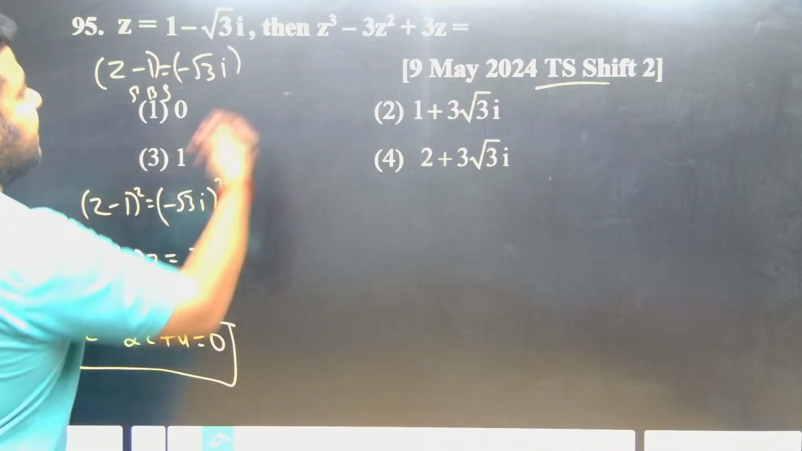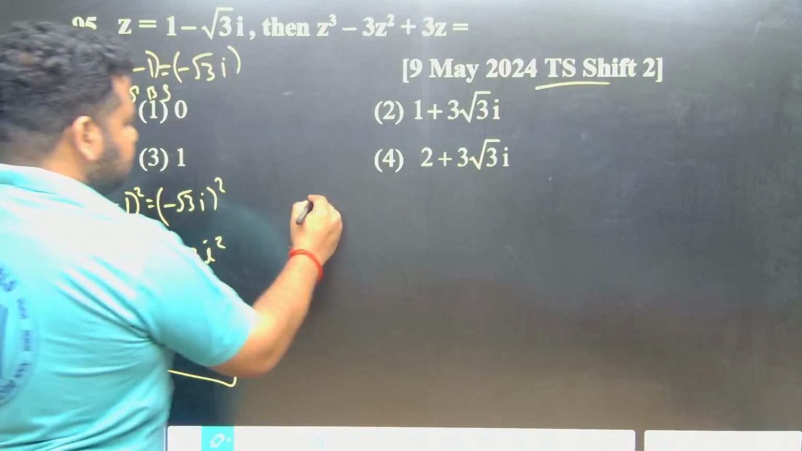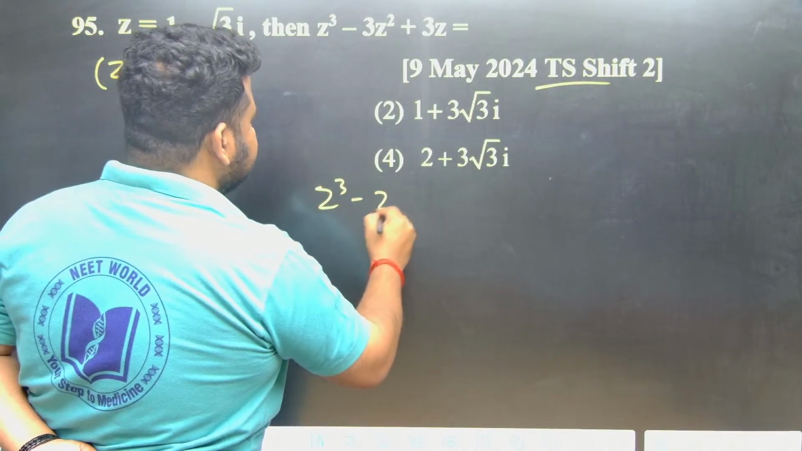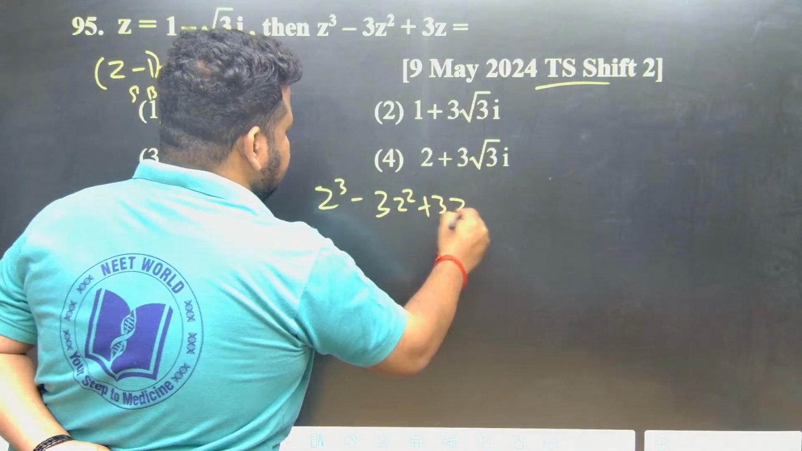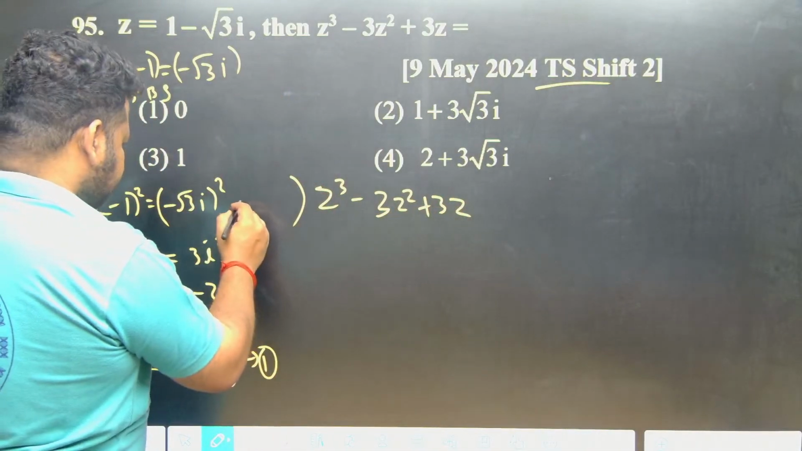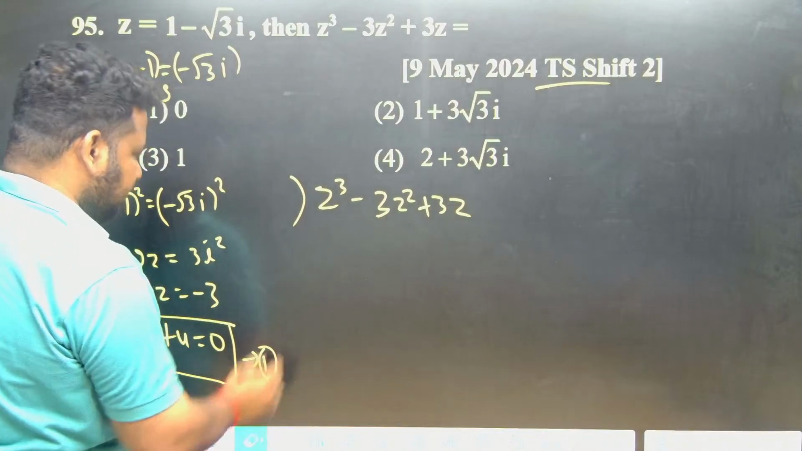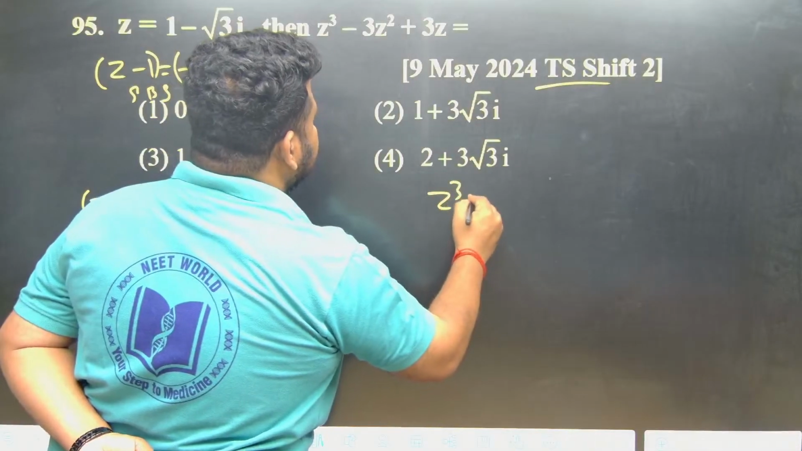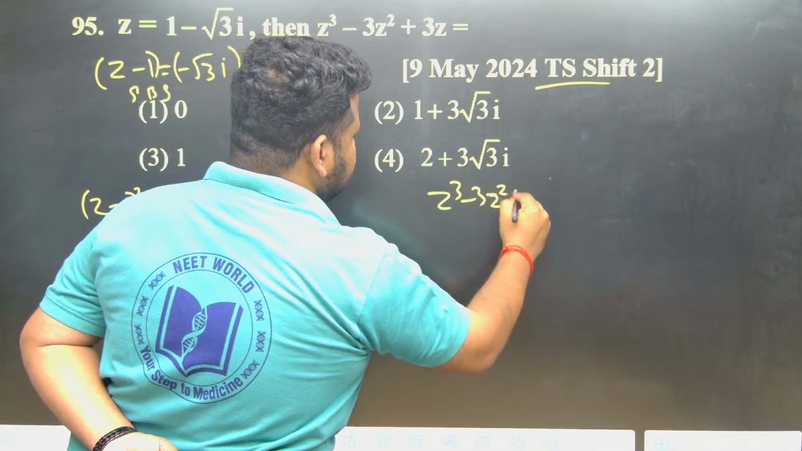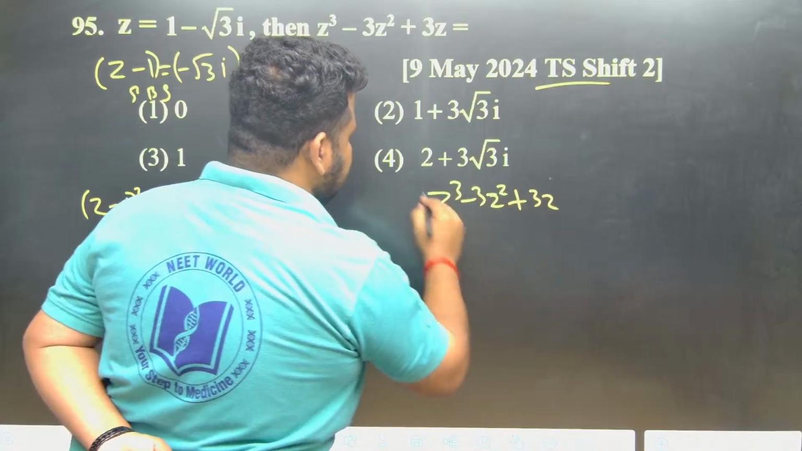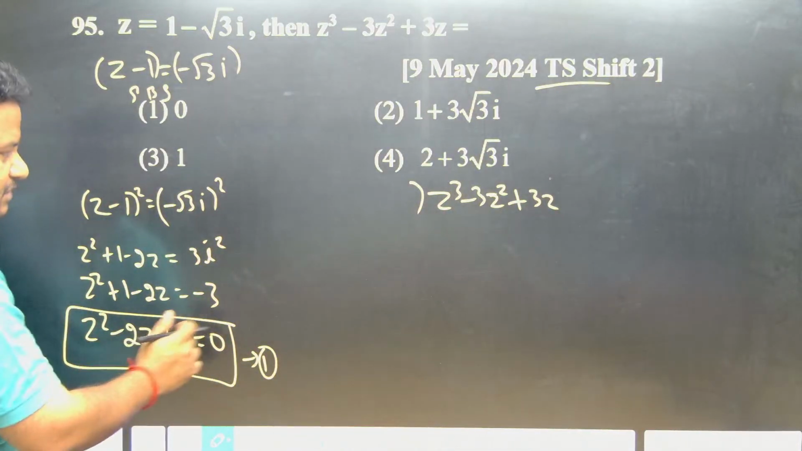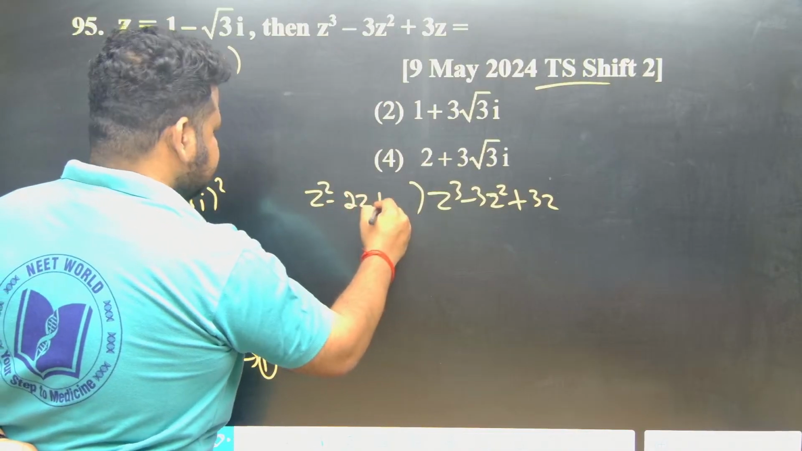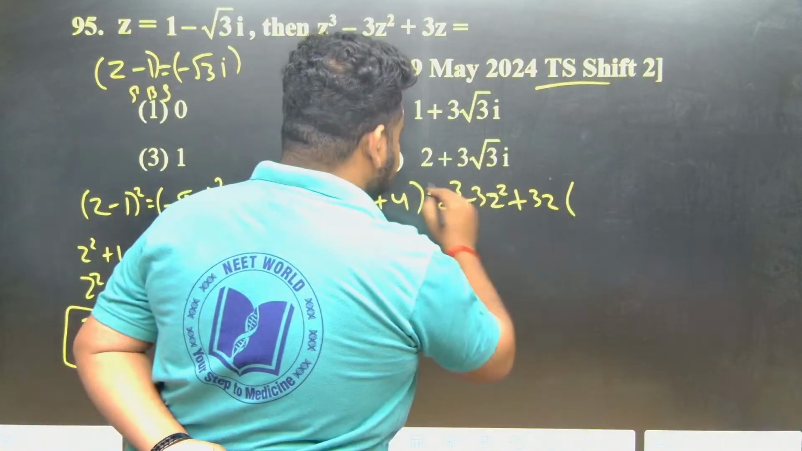Now, using this, I will divide the given equation. From the given question, z cube minus 3z square plus 3z, this is not 2, this is 3z square plus 3z, I will divide by z square minus 2z plus 4. Let me find out the quotient.